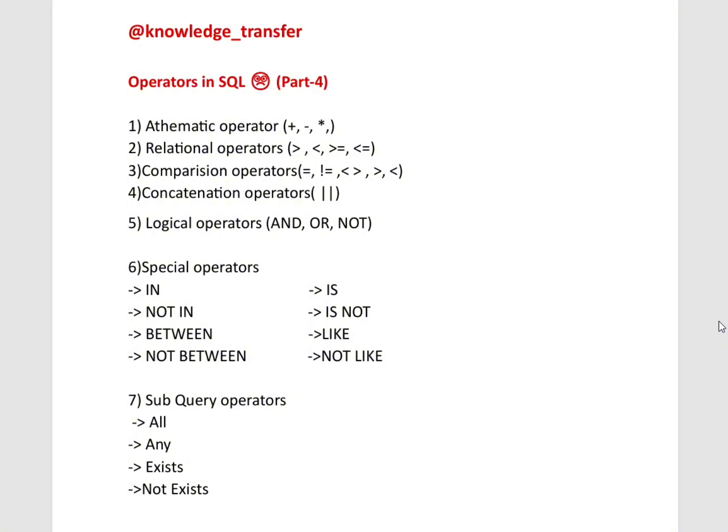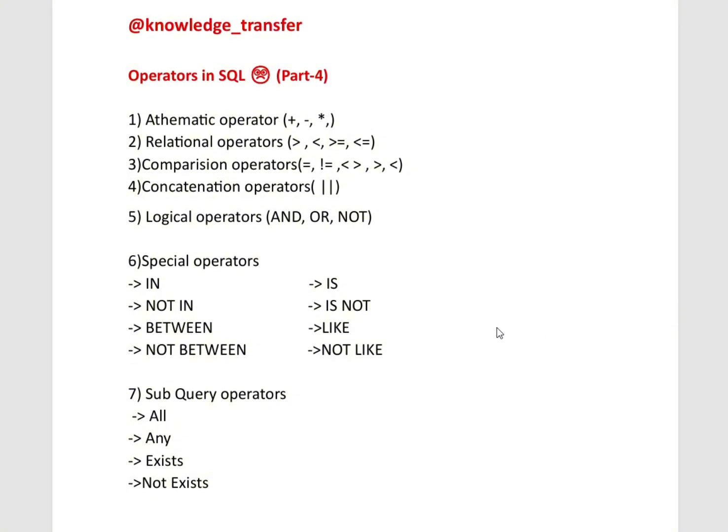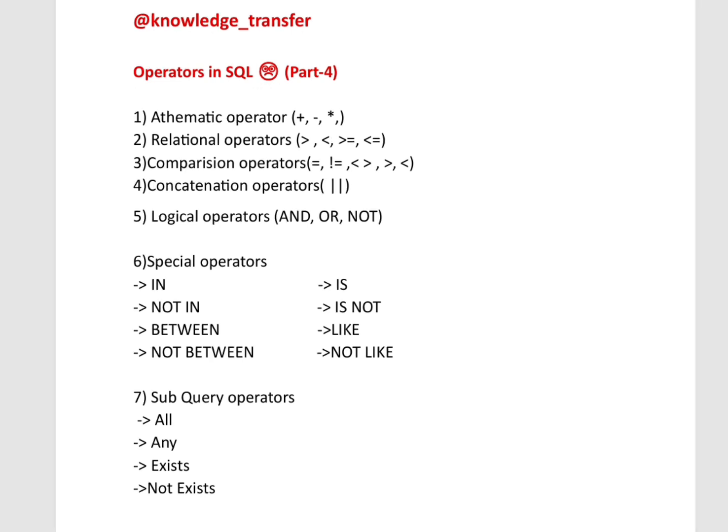So this is part 4 of learning SQL, and today we are going to learn what the operators in SQL are. And if you did not watch the previous videos like basics of SQL queries and definitions, please go and watch. There are 7 operators in SQL: arithmetic operators, relational operators, comparison operators, concatenation operators, logical operators, special operators, and subquery operators. So now let's discuss each one step by step, with example queries also.